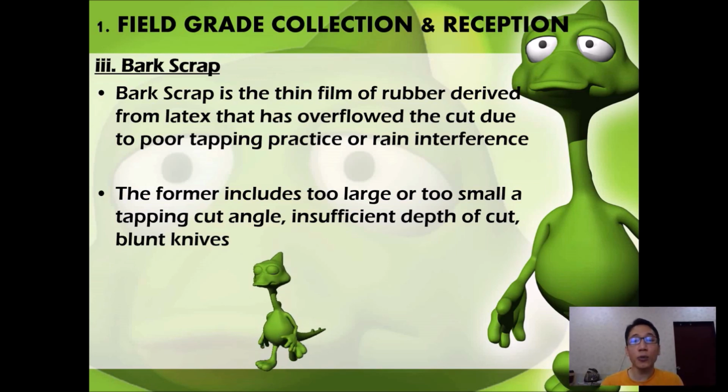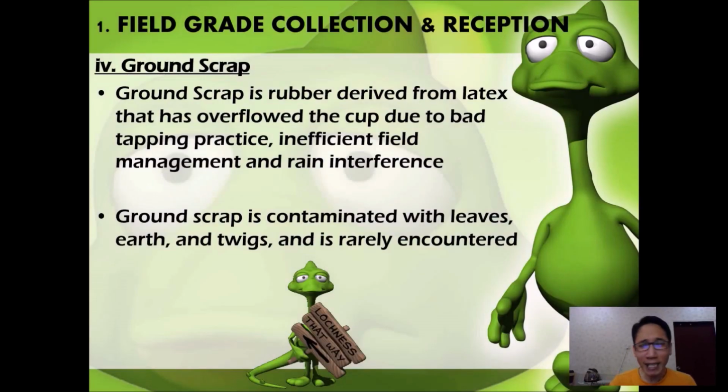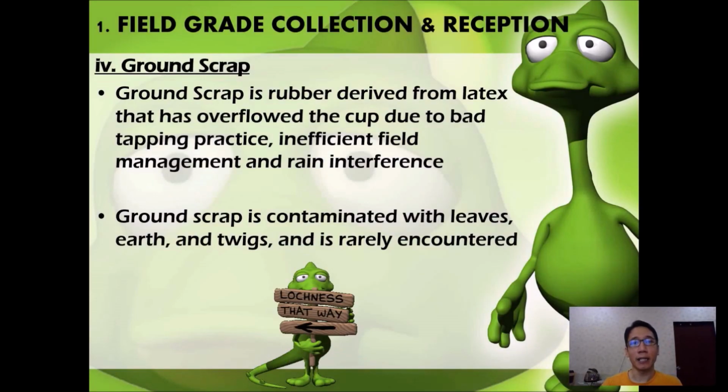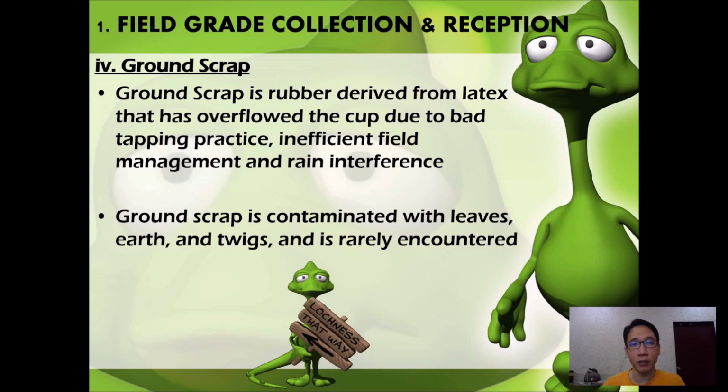The former includes too large or too small a tapping cut angle, as I mentioned earlier, inefficient depth of cut, and a blunt knife. That's the reason you need to have good practice in tapping skills, and of course every day you need to sharpen your knife so that you can have a nice groove during the tapping process. And finally, the ground scrap is a rubber derived from the latex that has overflown the cup due to bad tapping practices, inefficient field management, and rain interference.